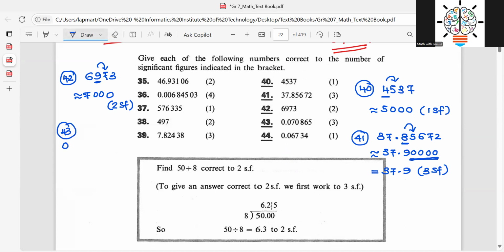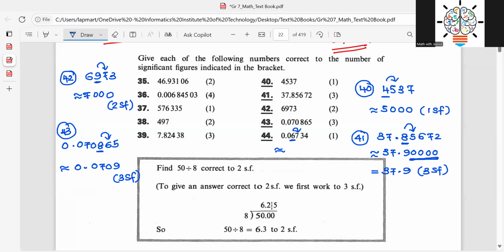Then we will move to question number 43. We have 0.070865. Now the third significant figure is this. Look at the next number. So then we write 0.0709 and 3SF. And then the last one, this is the first significant figure. You look at the next number.